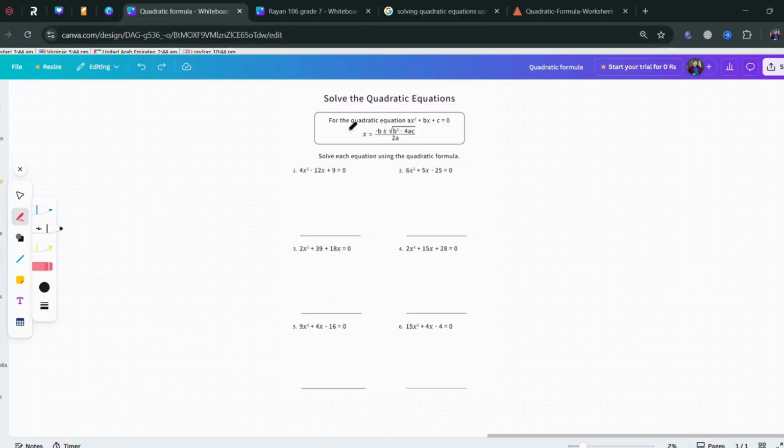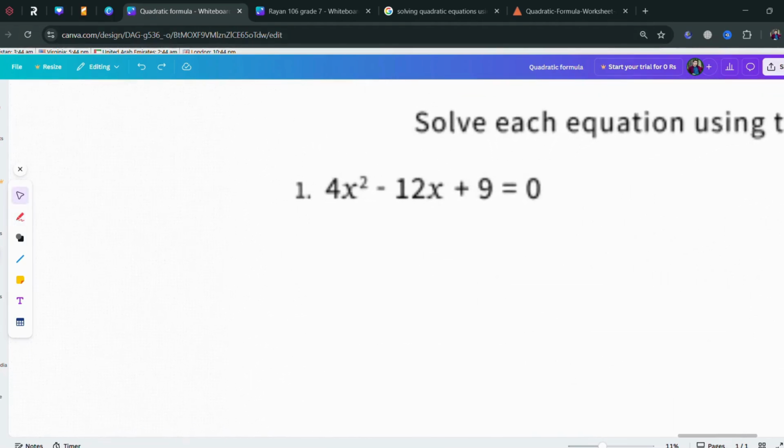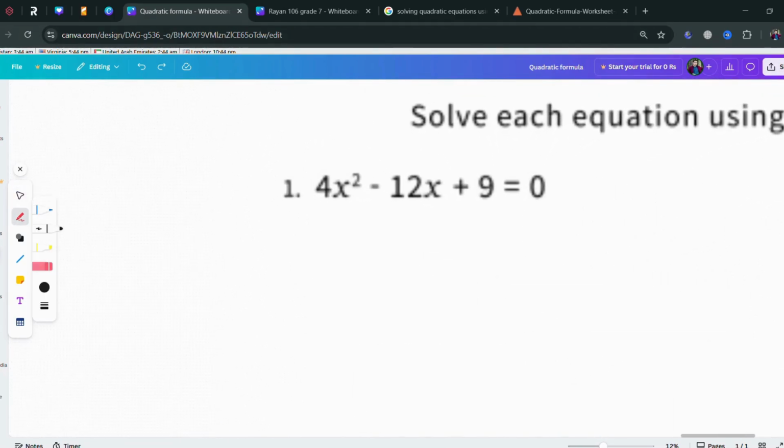Hello guys, let's just start working on solving some quadratic equations, and I will be using the quadratic formula for it. So let's start with question number 1. Here's question number 1. As you can see, it is 4x squared minus 12x plus 9.